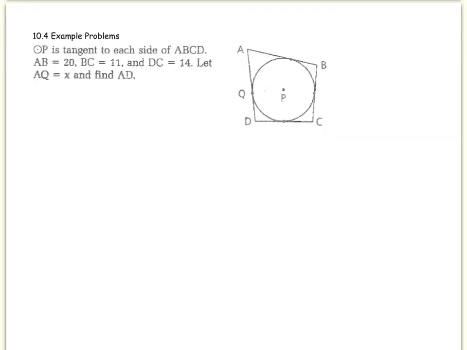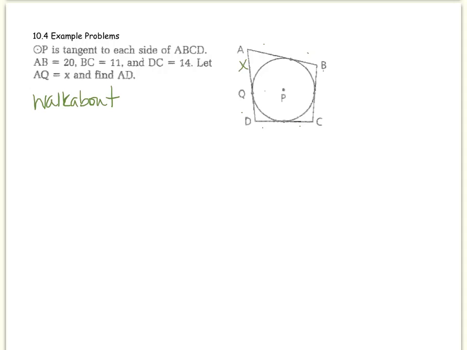Okay, so the next example problem we're going to do is something we call a walkabout problem. And we call it that because when we solve this problem, we're going to walk around each piece of these tangent segments, and we're going to solve that way. So the first thing we want to do is find the length of AD, and we're calling AQ x. So I'm going to label that as x.